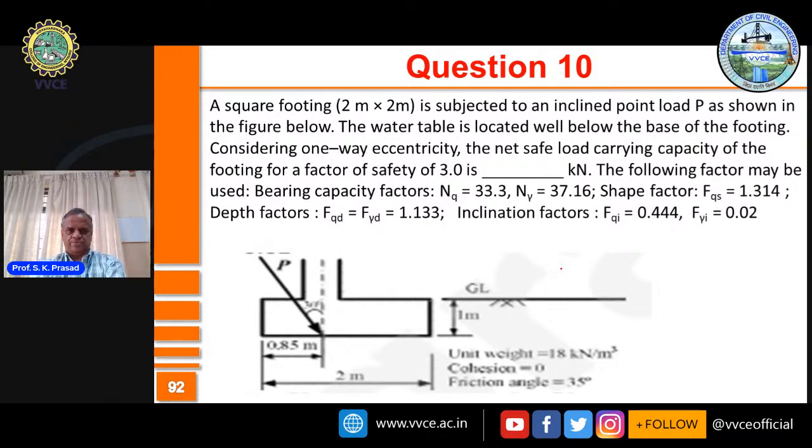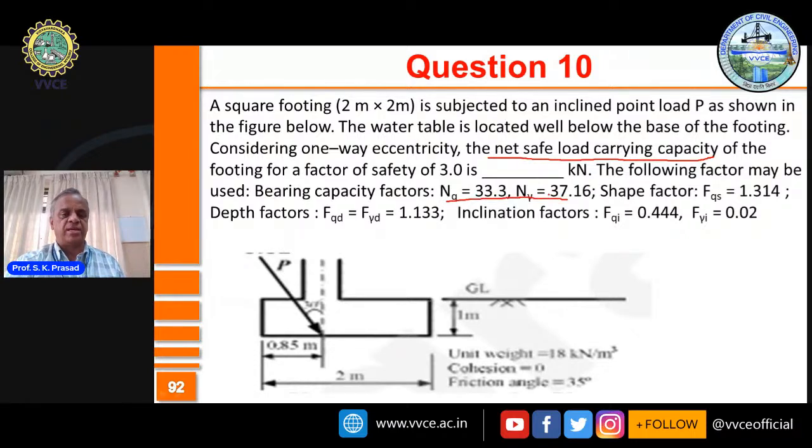Okay, let us move forward. Let us go to the next question. A square footing is subjected to an inclined point load as shown in the figure. Please note, it is subjected to an inclined point load. Water table is located well below the base of the foundation, so there is no effect of water table. Considering one-way eccentricity, eccentricity can be in both directions, but only one way. Net safe bearing capacity, that is qns, for a factor of safety of 3 is what? The following factors may be considered.